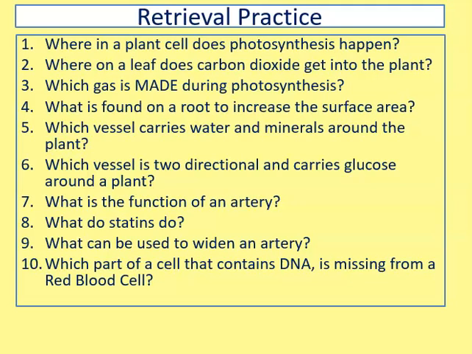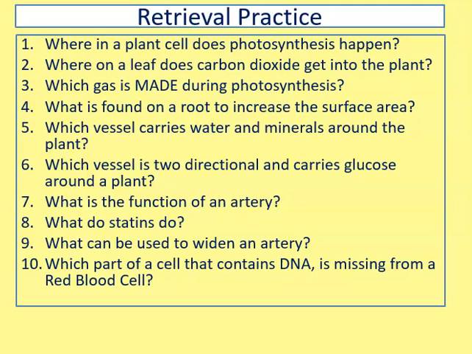Number 4, root hair cells increase the surface area. Number 5, the vessel which carries water and minerals around the plant is the xylem. Number 6, the vessel that's two-directional and carries glucose is the phloem, which is spelled P-H-L-O-E-M.